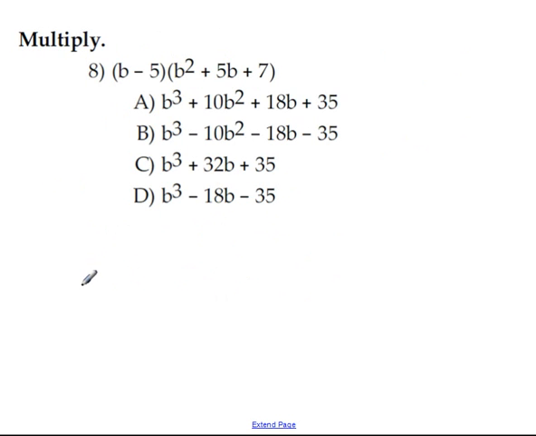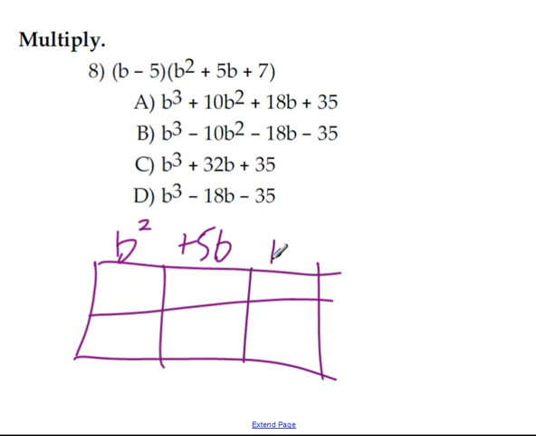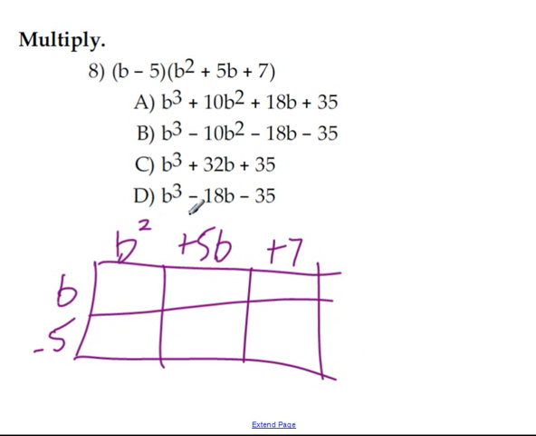How do we multiply these things? Oh, we can all say it together. Box method. Bam. This one's going to be our crazy one because we've got our 3 terms here. And then our b and minus 5. Please, please, please, please, please write your symbols in here. These plus signs, minus sign right here, it helps.